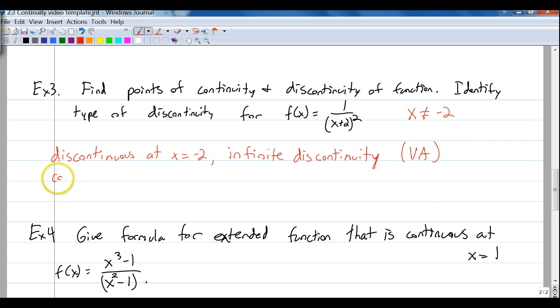And then we would say it's continuous for all reals except when x is equal to negative 2. And you can look at that graph if you needed to see it, but hopefully you guys are good with just knowing that that's a vertical asymptote, so there it's discontinuous.